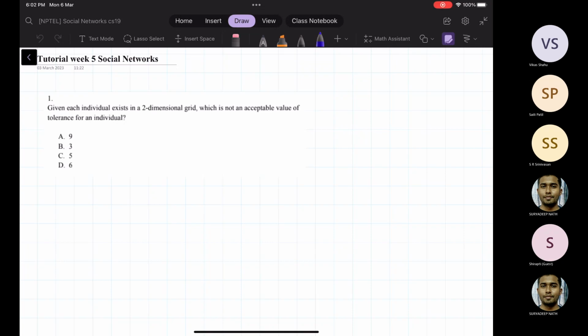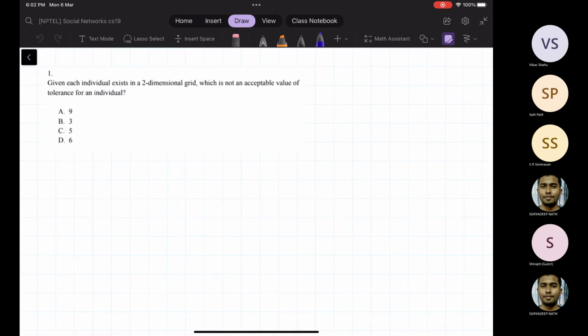Coming to the first question: given each individual exists in a two-dimensional grid, which is not an acceptable value of tolerance for an individual? So consider a 2D grid. Let's say this is one node, this is another. Consider this middle node as a random individual. How many neighbors can it possibly have? 1, 2, 3, 4, 5, 6, 7, 8.